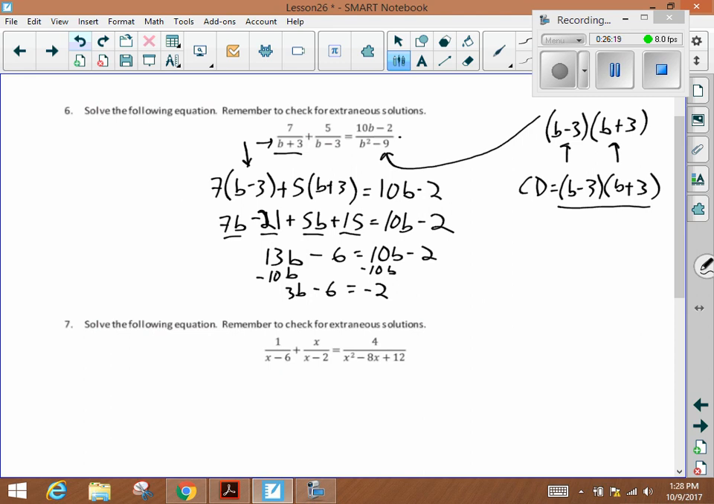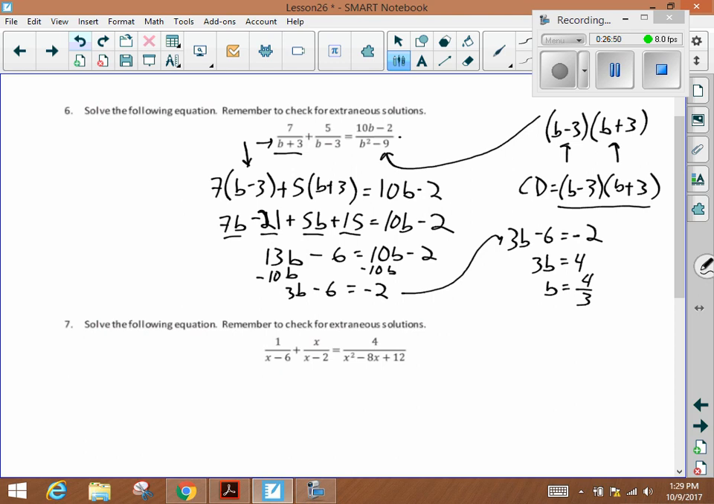And then I'll add 6 to both sides. I'm just going to go ahead and write this over here. I'll rewrite the equation since I'm moving it over. All right, I'm going to add 6 to both sides. And divide both sides by 3. And there we go.